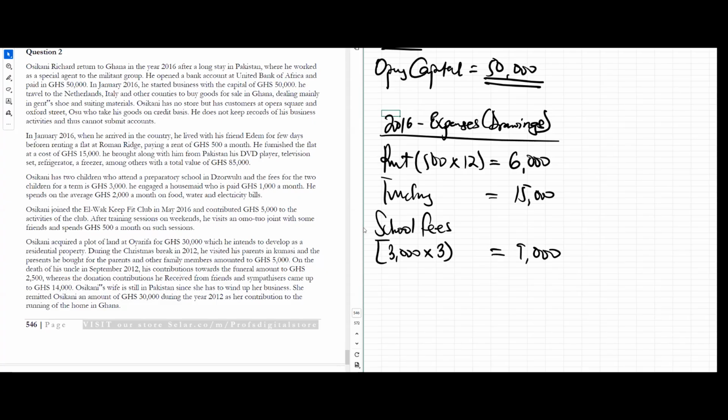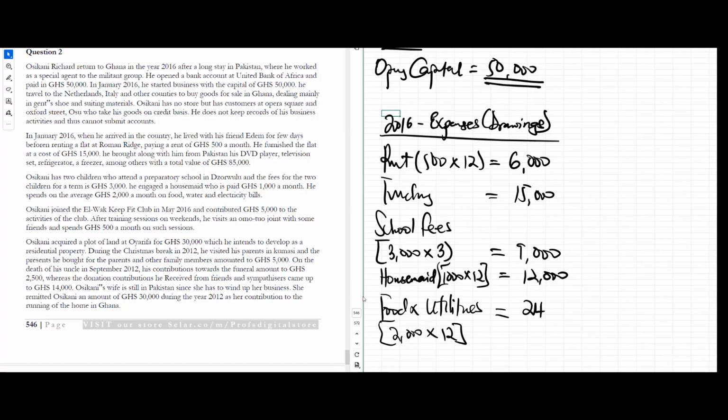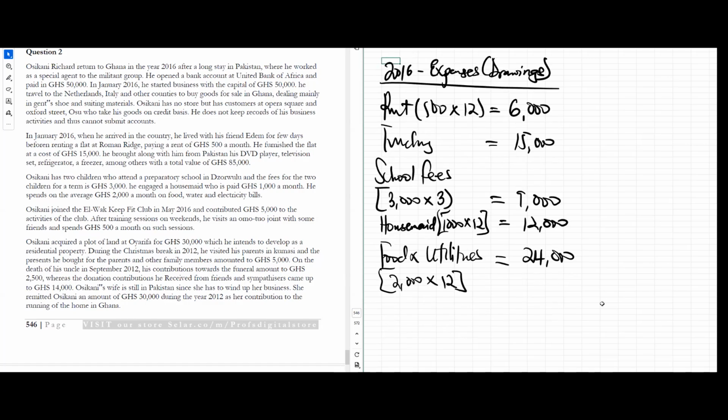Then they said he engaged a housemaid who is paid 1,000 a month. So housemaid, 1,000 times what? 12, right? 12,000. He spends an average of 2,000 a month on food, water, and electricity bills. So food and utilities, how much does he spend? 2,000 times 12, which is how much? 24,000. Is that all?